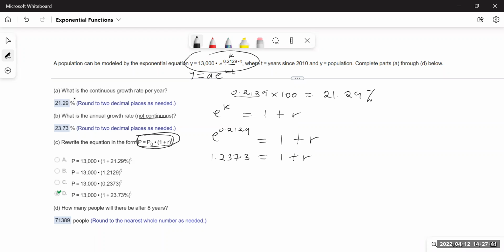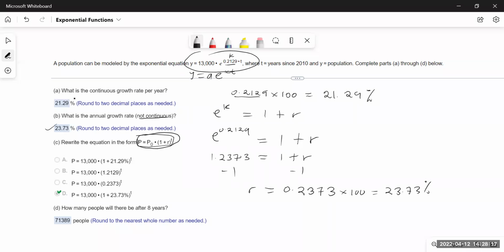Now for B, we want the r, okay? So if you want the r, we subtract 1 from both sides of the equation. So take 1 from that, and that will give you 0.2373. Is that okay, as your r? Now change this to a percent by multiplying by 100, and that gives you 23.73 percent. And that answers the B part of the problem. Are we good? All right, nice.